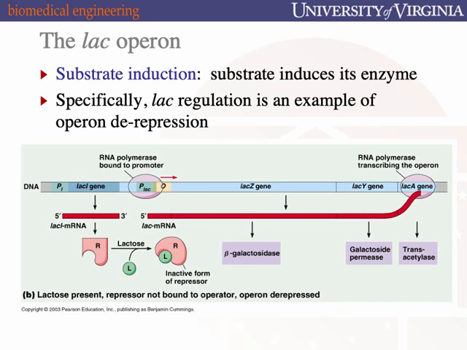So this is an example of a general category of gene regulatory mechanisms called substrate induction. When lactose is present, you have a de-repression of the operon. Ordinarily, it's repressed by the lac repressor, but now you have lactose around, the repressor comes off the operator, and de-represses the operon. Now RNA polymerase binds to that core promoter and will transcribe the breakdown enzyme, more of the transporter to be able to bring more of it into the cells, and the other modifying enzyme.